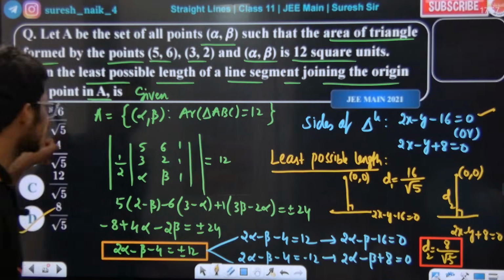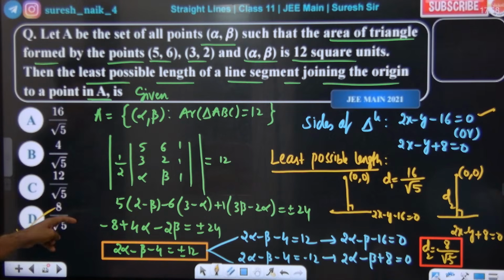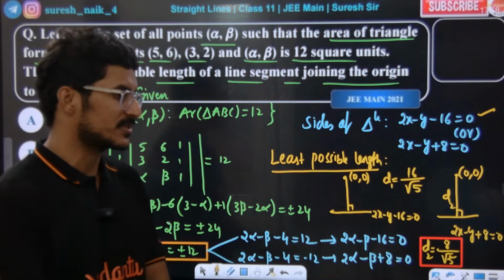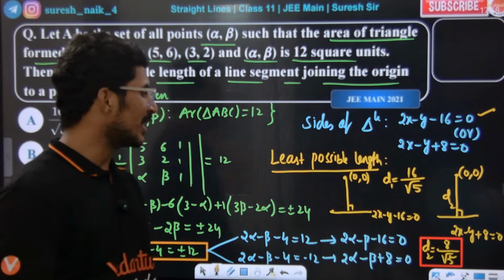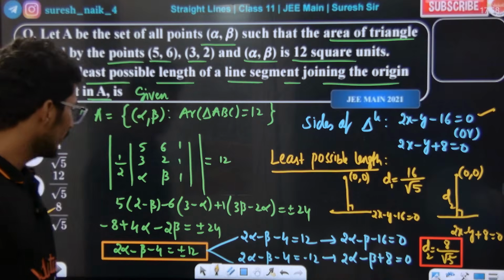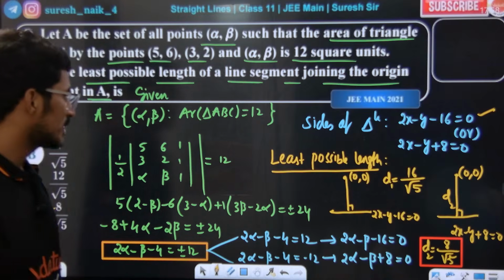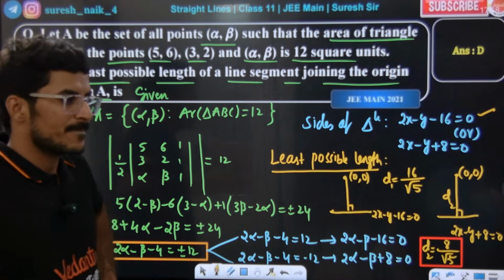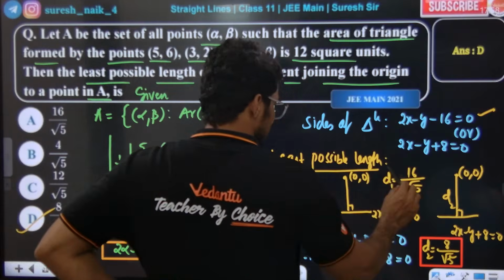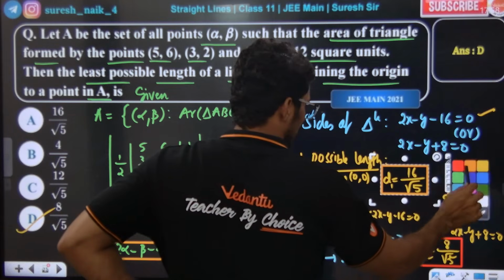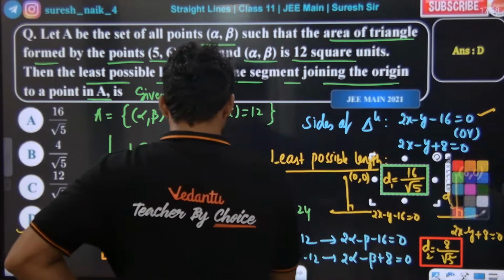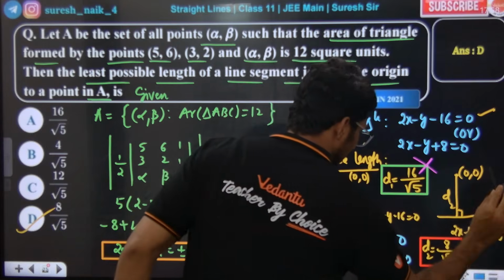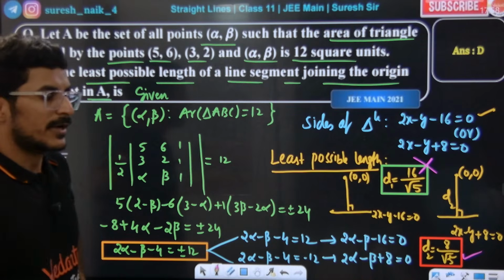Option D is the right answer. 16 by root 5 is not the least distance. 8 by root 5 is the least, then 16 by root 5. So 8 by root 5 is the answer. Where is minus 18 missing? It's not minus 18. So D is the right answer. See, it's correct, it matches. We should not take this distance, we should not accept it, because this is not the least one. Correct?